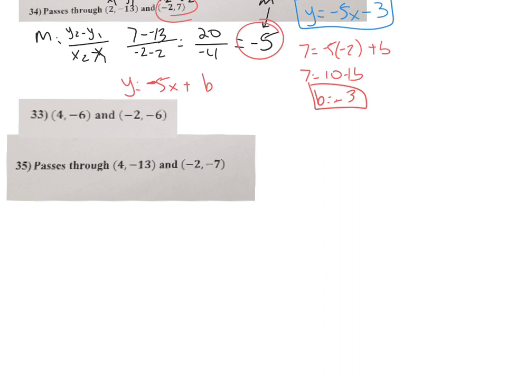Alright, 35, exact same concept. This time x1 is 4, y1 is 13, x2 is negative 2, y2 is negative 7. So we say m equals negative 7 minus negative 13 all over negative 2 minus 4. So we're left with negative 7 plus 13, which is positive 6, all over negative 2 minus 4, which is going to be negative 6. Together it's going to be negative 1. So that's my slope.